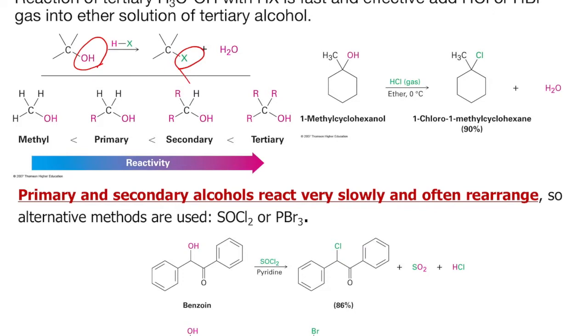The OH is changed to X. Conversion of alcohol to alkyl halide in the presence of HX can be done that easily at low temperature. Remember the order: tertiary, secondary, primary, methyl. Tertiary is more stable. What does more stable mean? It means the intermediate is more stable.